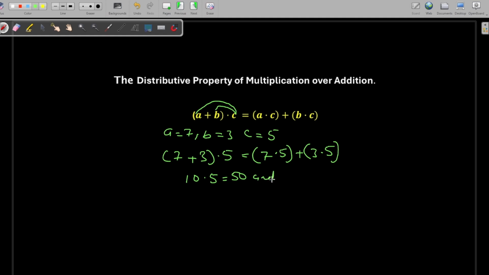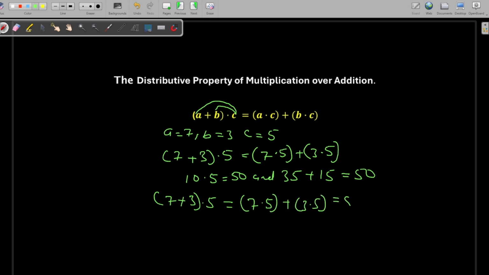And let's see, so 7 multiplied by 5 will give us 35, plus 3 multiplied by 5 will give us 15. So 35 plus 15 will also give us 50. So you can see that we can deduce from this that (7 + 3) multiplied by 5 is actually equal to (7 multiplied by 5) plus (3 multiplied by 5). They are both equal to what? 50. So we can see that multiplication distributes itself over addition from both the left and the right hand side.